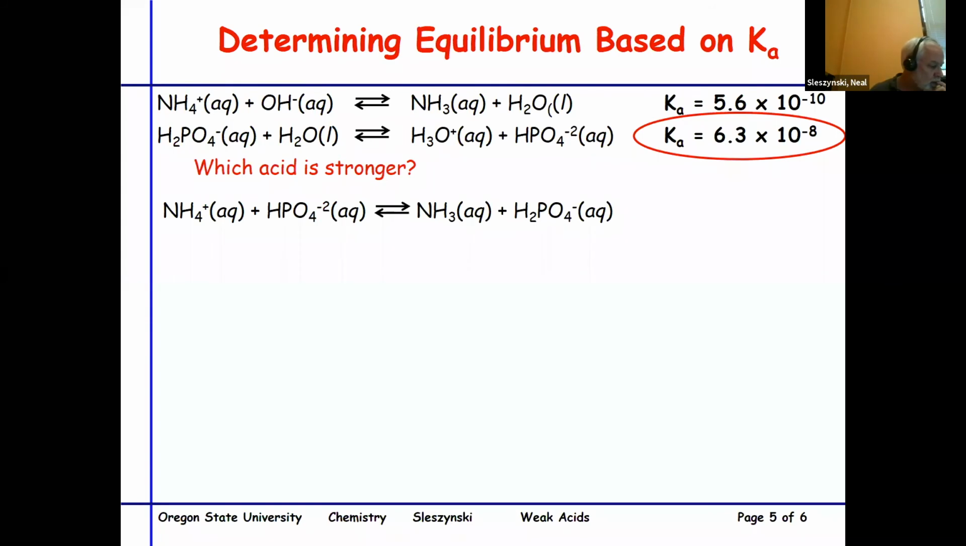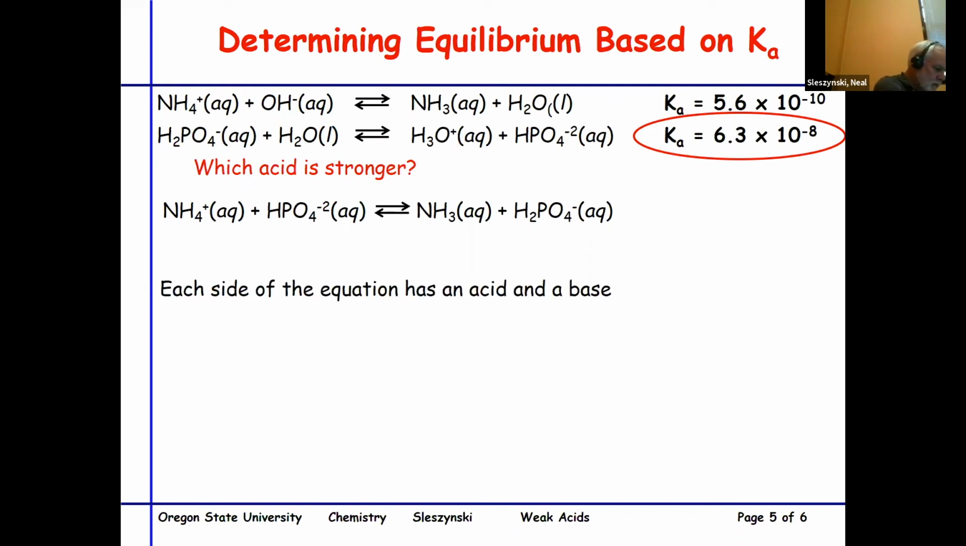Well, if these weak acid conjugate base pairs are involved in an acid-base reaction, which direction will the equilibrium lie, towards reactants or towards products? Well, the first thing that we need to recognize is that each side of the balanced chemical equation has both an acid and a base.